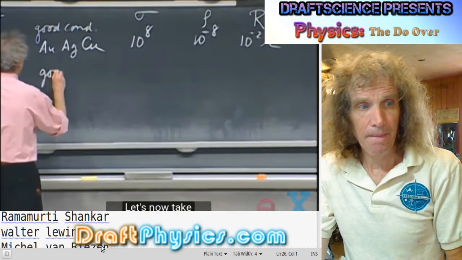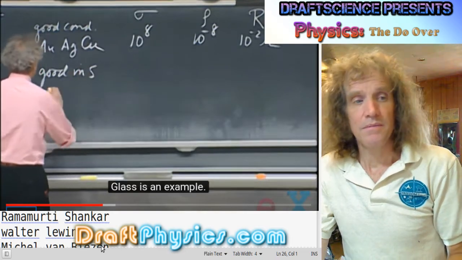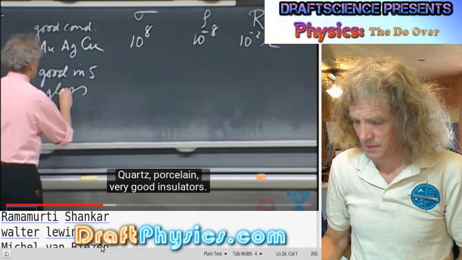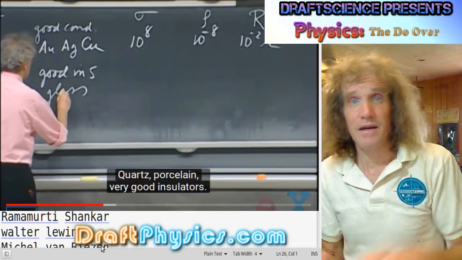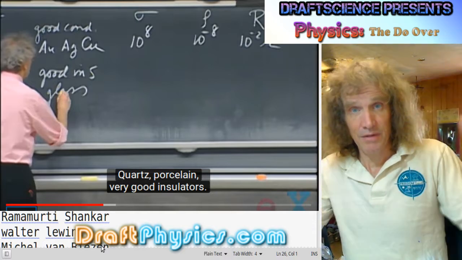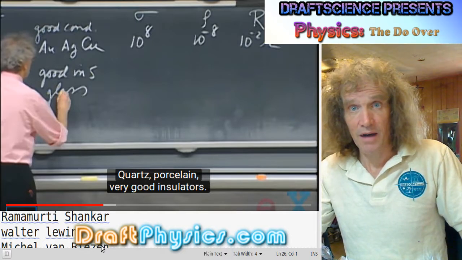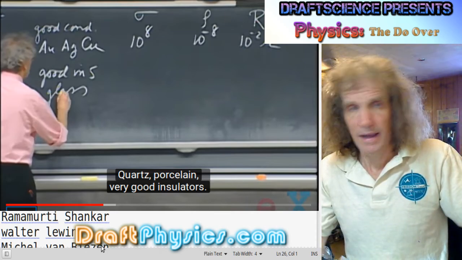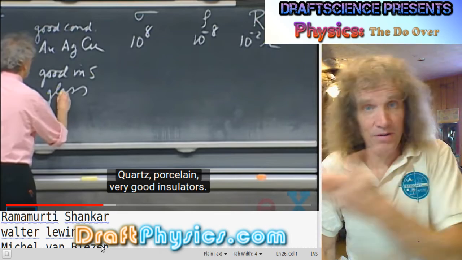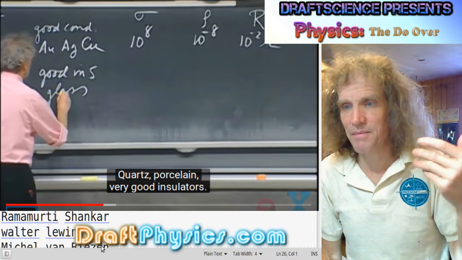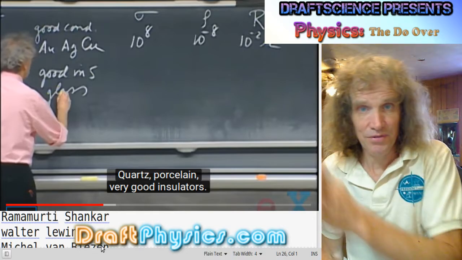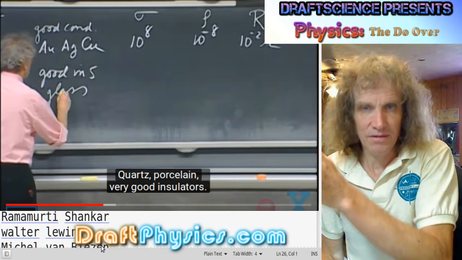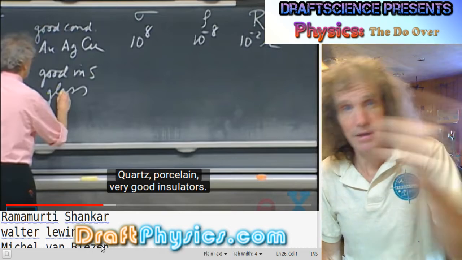Let's now take a very good insulator. Glass is an example. Quartz. The point is as you increase the length of any of this stuff, you're going to increase the number of rocks, and that's just a fact. So the longer the wire is, the more rocks in the stream, the slower the end result's going to be. The more losses there are, so the more drop in your pressure.